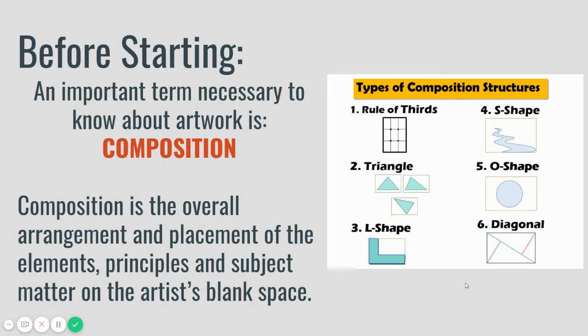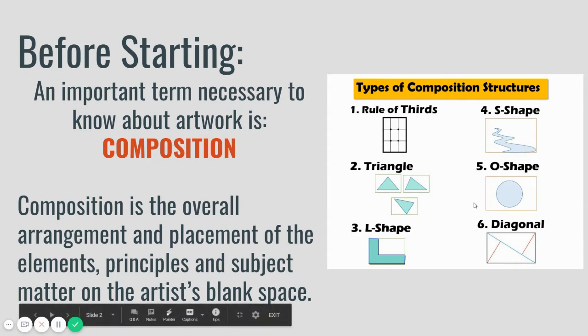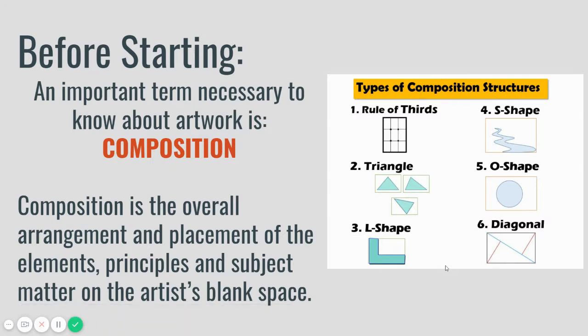Whatever that blank space is, the artist is the one that is creatively in charge of how they're going to arrange their subject matter. There are really endless ways to do this, but there are also some tried and true and traditional ways to compose your piece of artwork. So here is just a little diagram of 6 traditional ways to put a composition together.